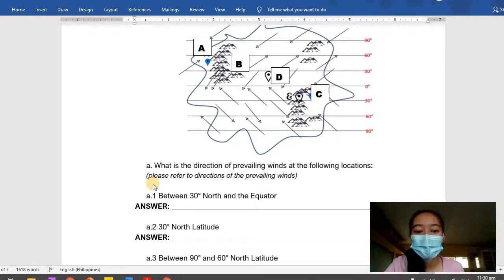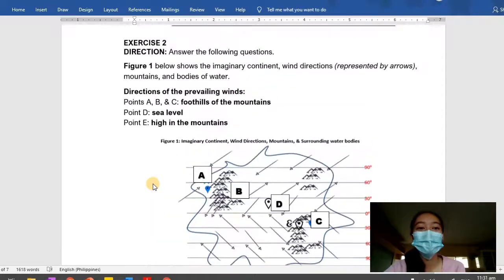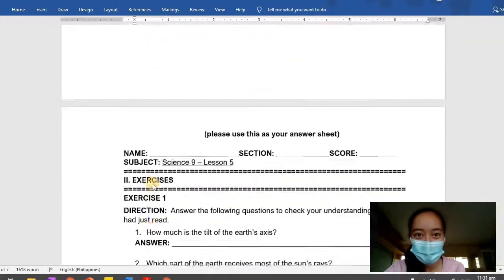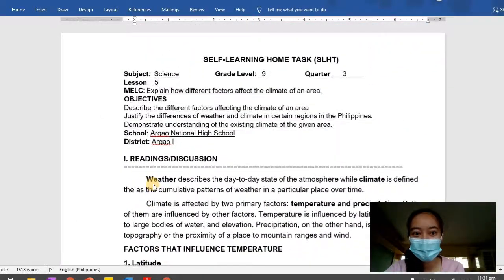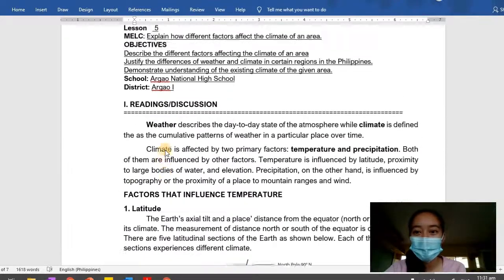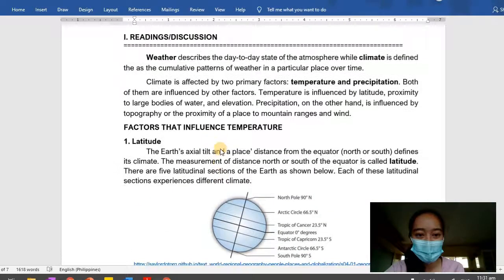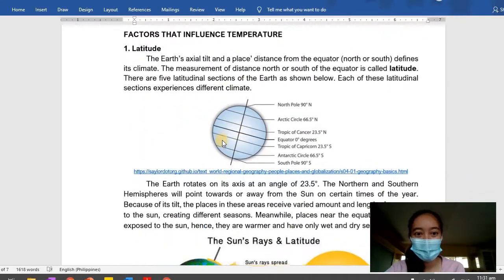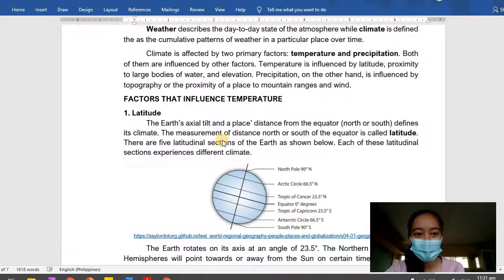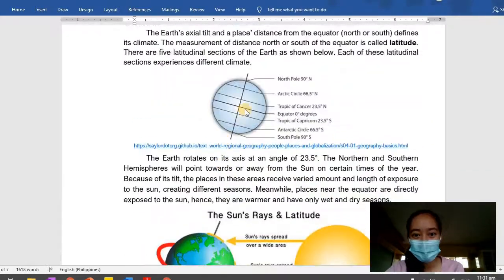Hello everybody. So na questions on how to answer this exercise number 2 from lesson 5 SLHT 5. So ang topic for this SLHT is all about temperature, all about the weather and the factors that influence the temperature. So una, we have the latitude, kani siyang these lines here.